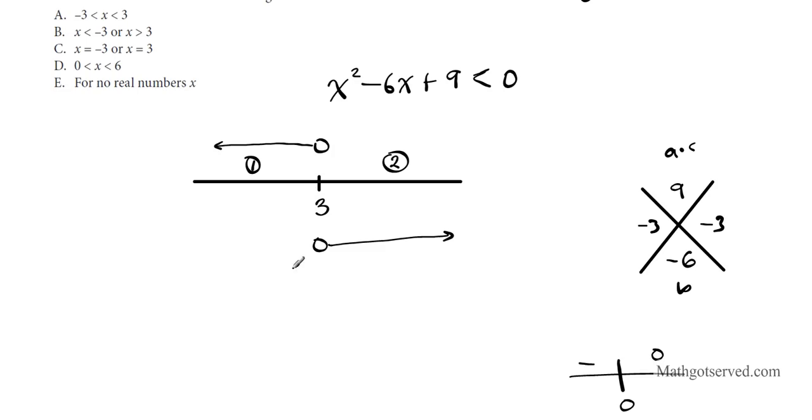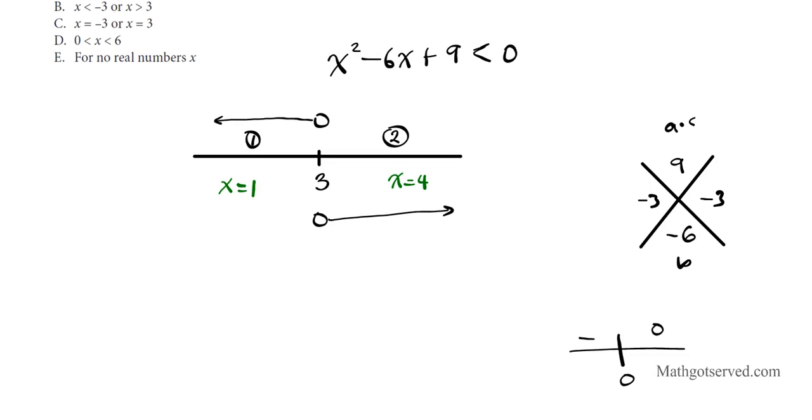Let's pick x equals 1, because it's to the left of 3, and to the right, let's pick x equals 4. Okay? So either both of them will work, one of them will work, or none of them will work. All right, so we're going to test it to see. So for interval 1, we're going to test x equals 1.